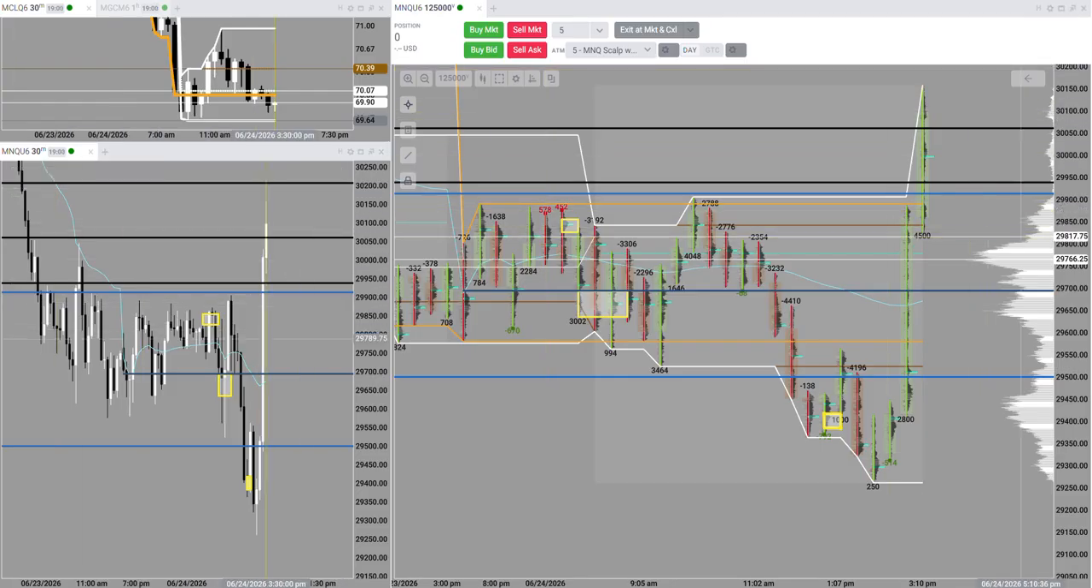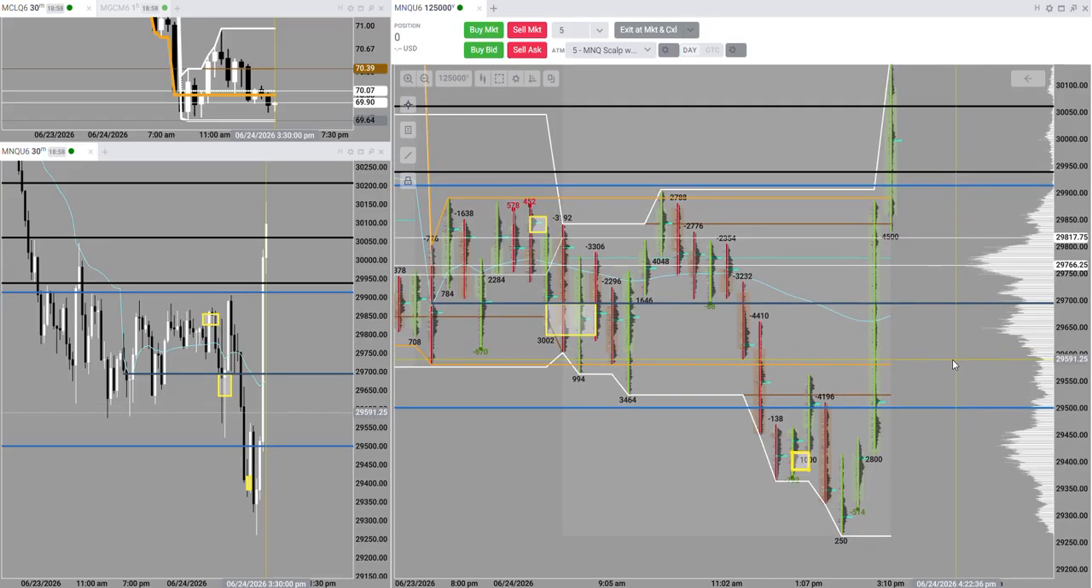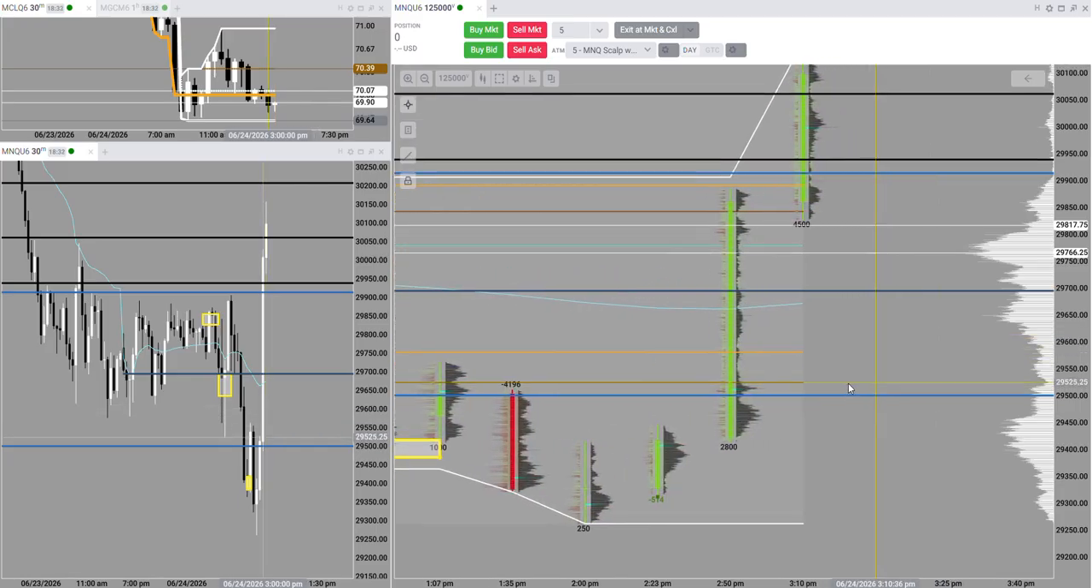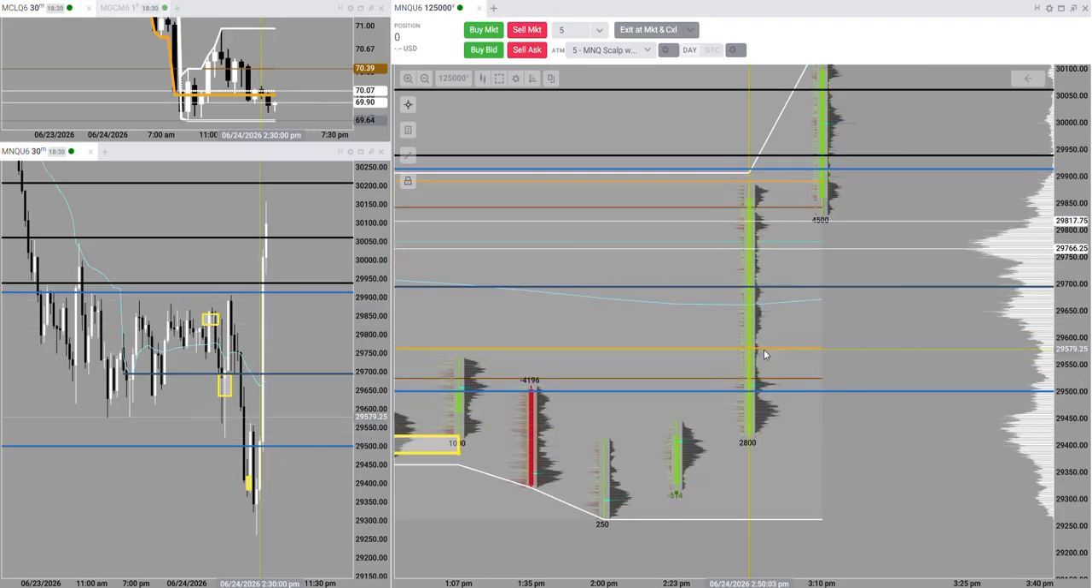But what we have here is the gold is the overnight session. White is the current session. Brown is the initial balance. Then I've got the VWAP in the background, and then this is a 125,000 volume chart, and we have our volume profile here on all of the candles, and then we have the delta reading over here on all the candles.